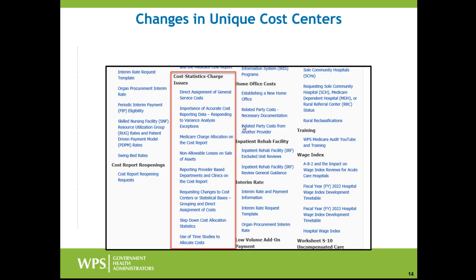Now, I do want to point out that on our website at WPSGHA.com we have an article, several articles actually, under the Cost Statistics Charge Issues column. We have some on direct assignment. We have one just talking about the importance of accurate cost reporting data, Medicare charge allocation, requesting changes to cost centers or statistical bases, and direct assignment, step-down cost allocation statistics, and time studies. These all relate to the things I'm talking about in this video, so feel free to review some of those articles.